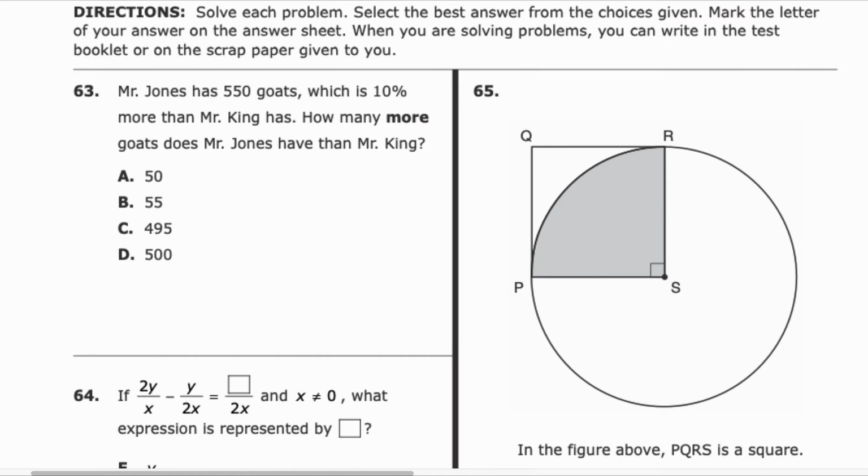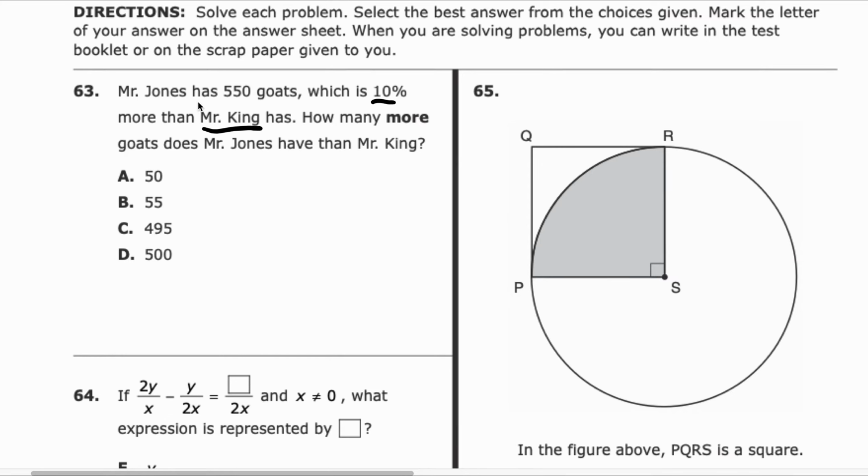All right. So now let's move on to 63. I guess we're moving on to multiple choice. Okay, so Mr. Jones has 550 goats, which is 10% more than Mr. King has. How many more goats does Mr. Jones have than Mr. King?